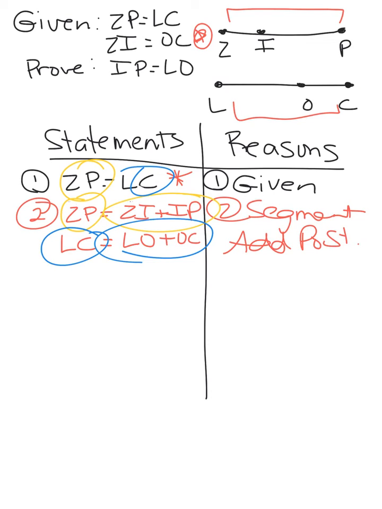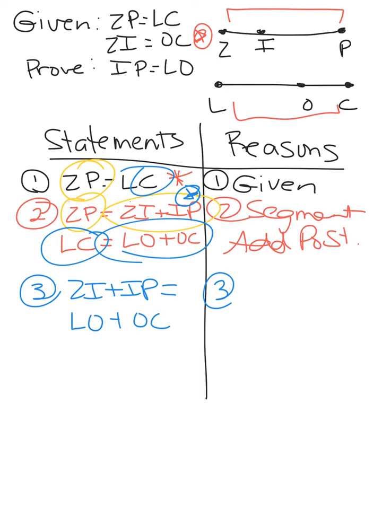So now what I want to do is remove things around. Instead of writing ZP, which is in yellow, I'm going to write ZI plus IP because in step 2 you told me they were the same thing. Now I'm also going to say, although ZP and LC are equal in step 1, I'm going to replace that LC. So I have that's the same as LO plus OC. So what I did is I moved things around, I substituted. So substitution property of equality, and I did steps 1 and 2.